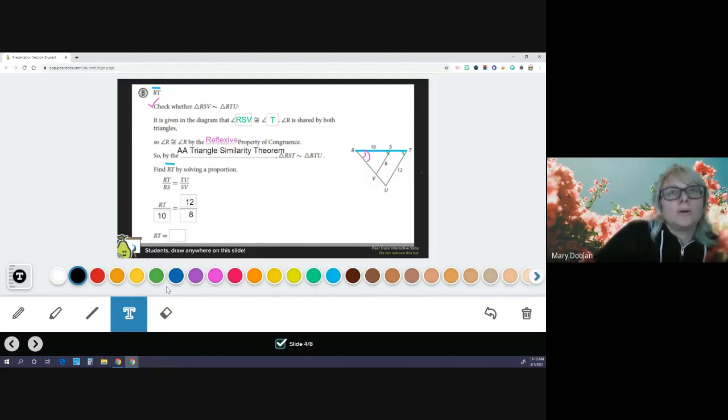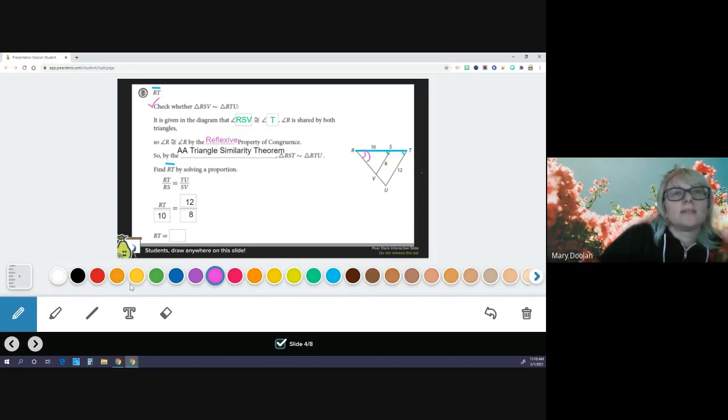And so let's see, we are going to use some other random color here. So to get RT isolated, right now it's being divided by 10. So we're going to do the opposite. We're going to multiply by 10. Right? You can think of multiplying it as 10 over 1. So that way those cancel. We'll get RT isolated, 1 RT.